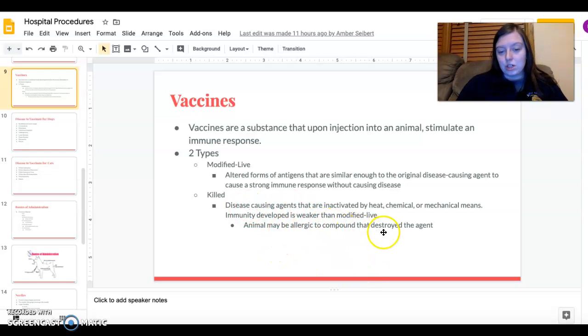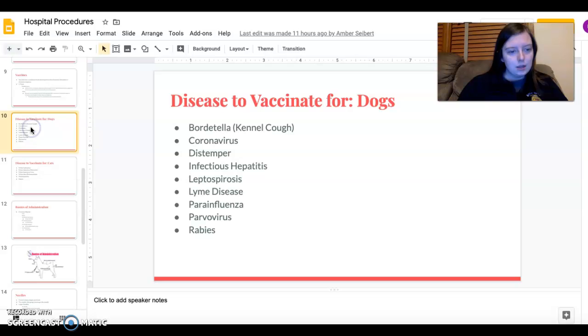Animals might be allergic to the compound that has destroyed the agent, like the heat, chemical, or mechanical means. And that's why these are a little more risky, and you have to be careful.